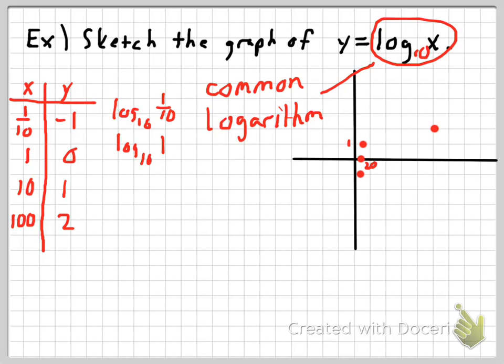Remember that you have a vertical asymptote, so you don't want this graph to cross the y-axis. We want it to start off really close to the y-axis, and then it kind of shoots off quickly to the right, that way.